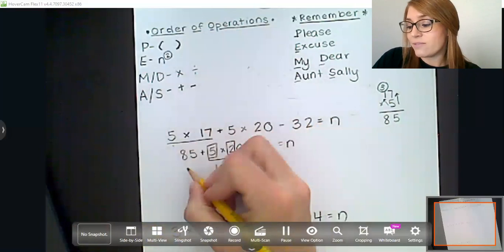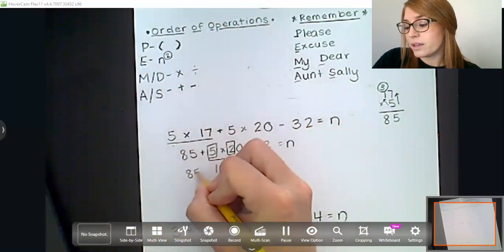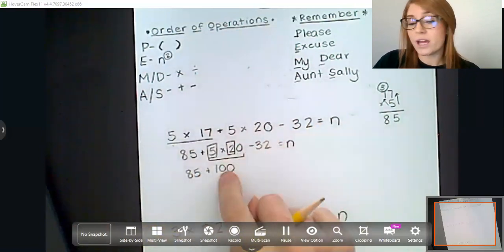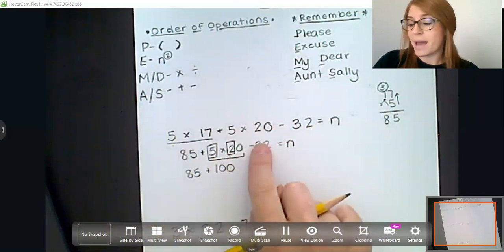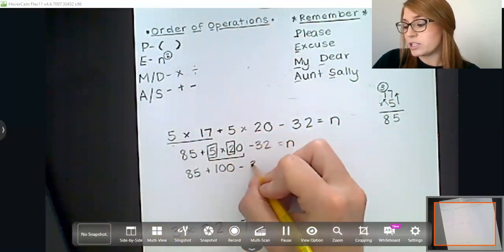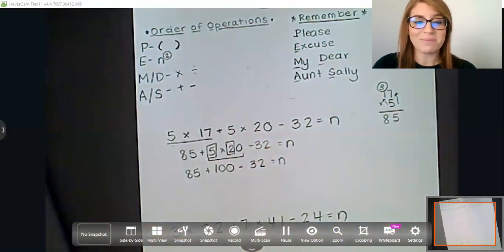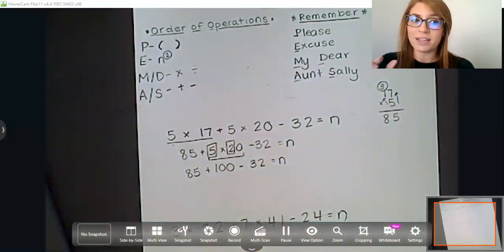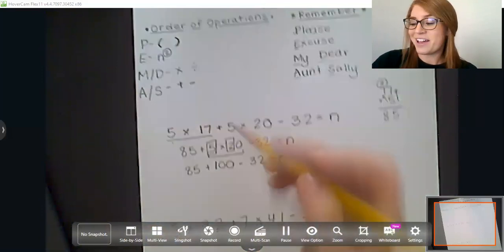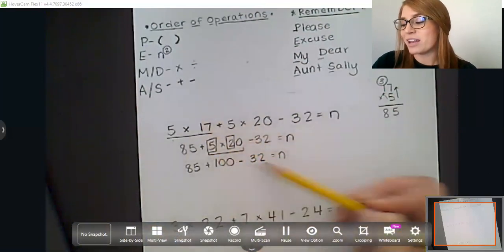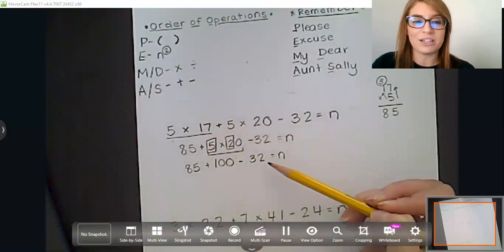So that 85 plus 100, which is what we just solved, minus 32 equals n. Great job, guys. All right, the problem is shrinking. We're getting close to the end. Okay, so now we've got to look at 85 plus 100 minus 32.